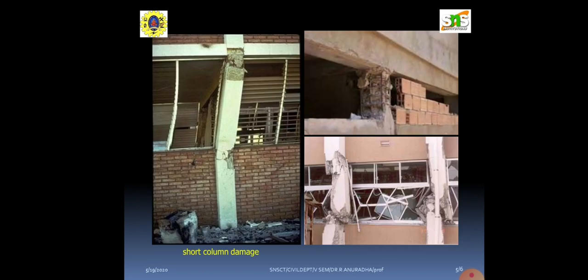This short column effect is most severe when the opening height is small. Again, the short column damage is due to half of the portion being filled by brick infill and the top portion being left out, so it became a short column. And due to the short column, the displacement was large.